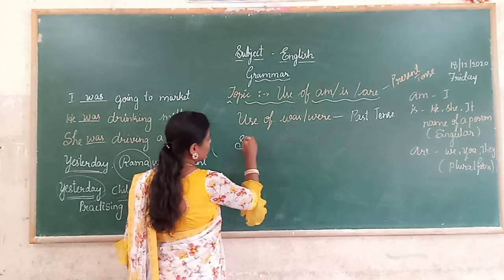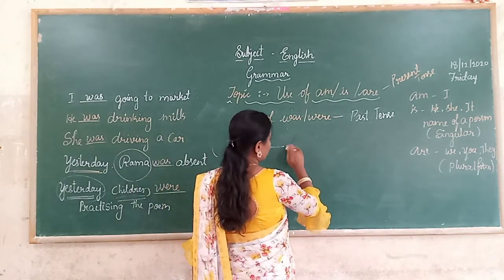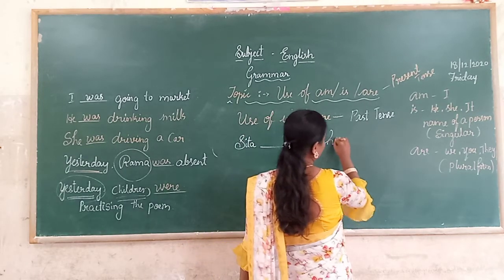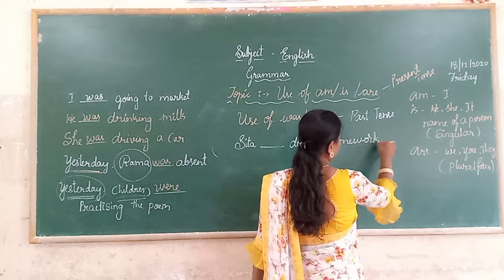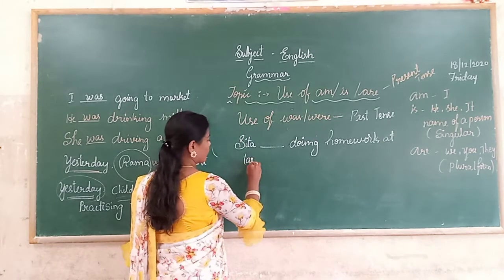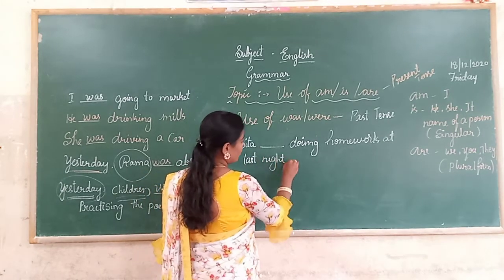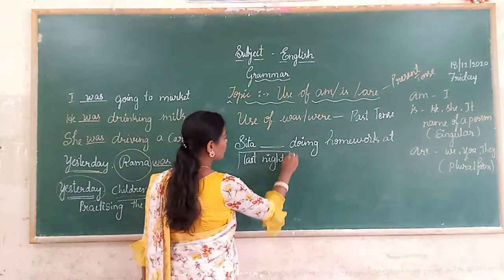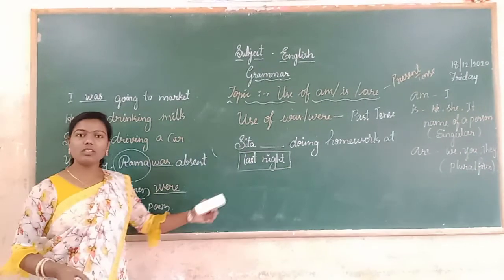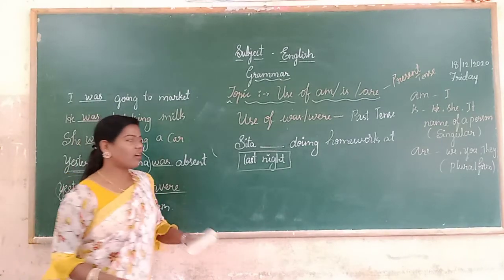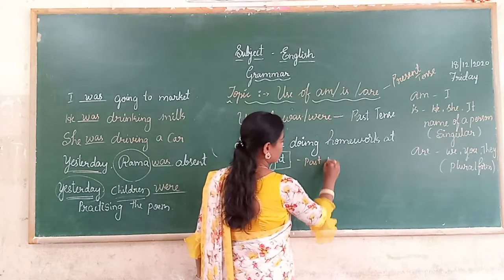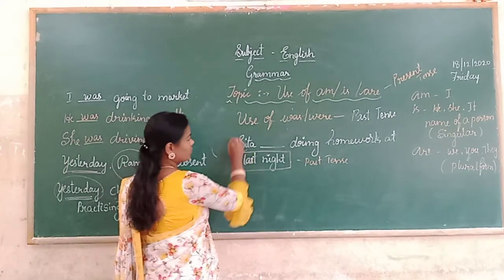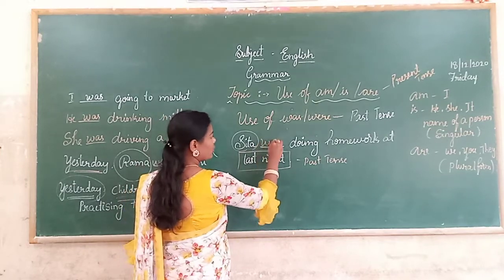Sita dash doing homework at last night. Okay, dear student, in this sentence which word refers to past tense? Last night. What is the meaning of last night? It is the night that has passed, so it is called last night. So it refers to past tense. And is the subject singular or plural? Sita is the subject. It is singular. So we use was.